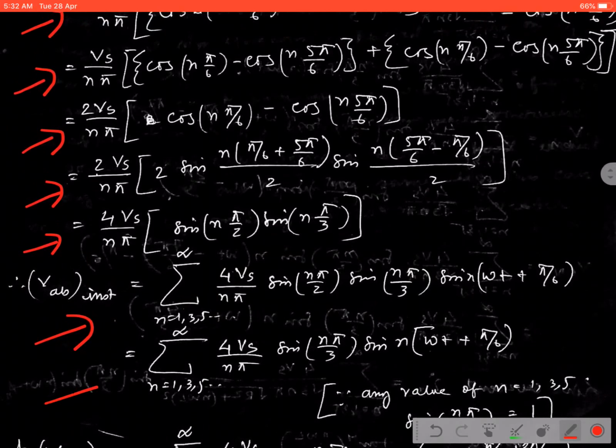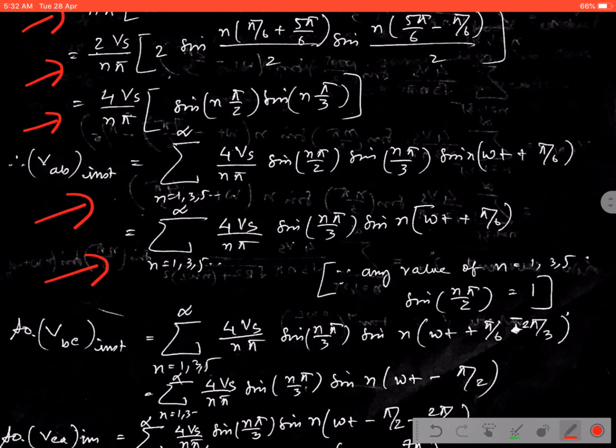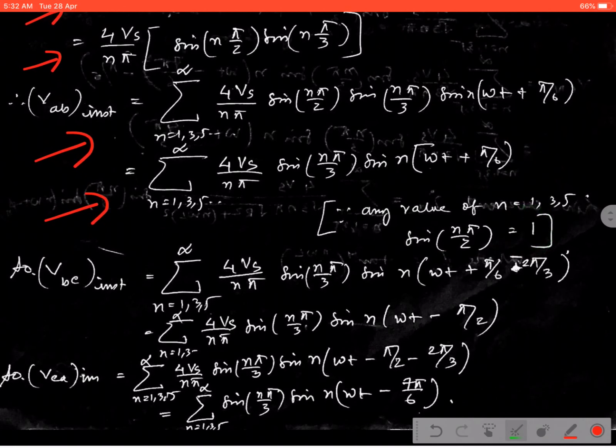We can write the expression this way: summation over n equal to 1, 3, 5 of 4 Vs by n pi sin n pi by 3 sin n omega t plus pi by 6, in which any value of n is an odd harmonic. For any such n, sin n pi by 2 will always give you 1. Finally, after further simplification, we get this result. Now this is the instantaneous value of VAB.